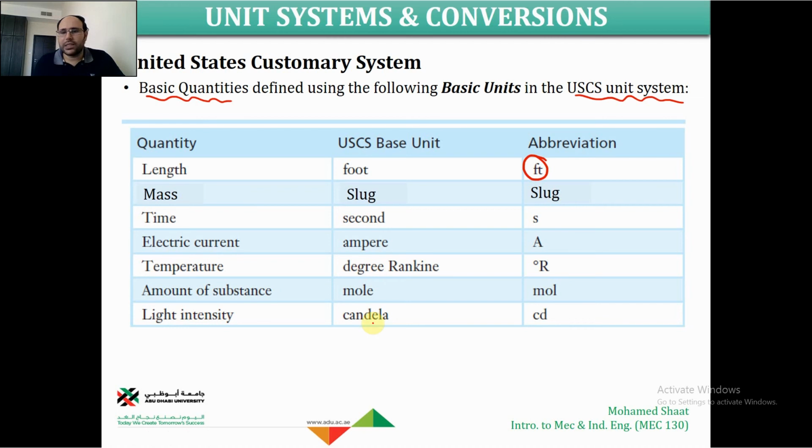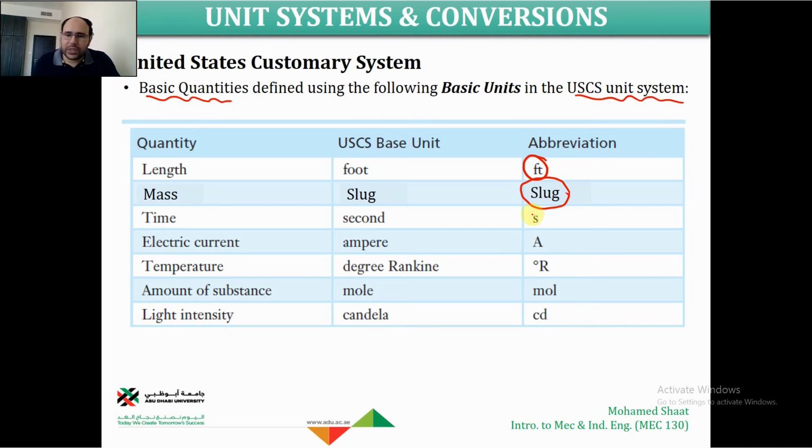The same thing, the mass. In the American system, it is measured in slug. Its basic unit is just slug. But we can measure the mass in pound. The pound is a derived unit, not a basic unit for the mass in the American system.